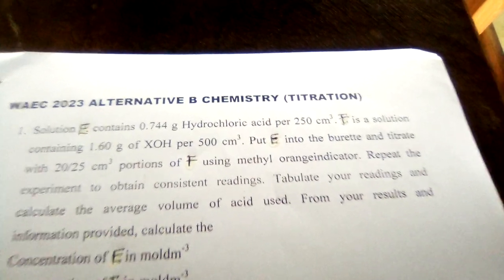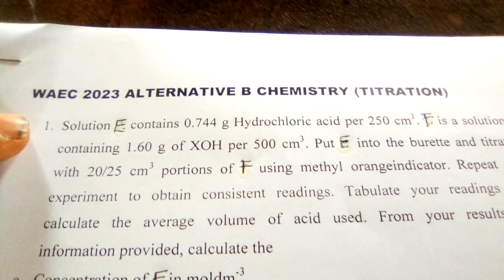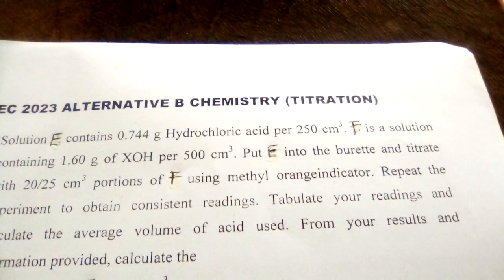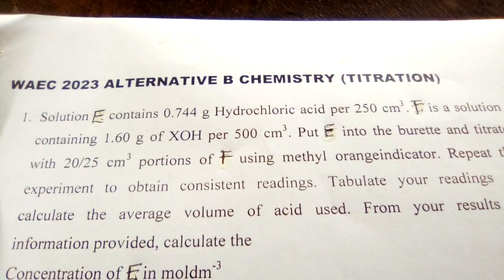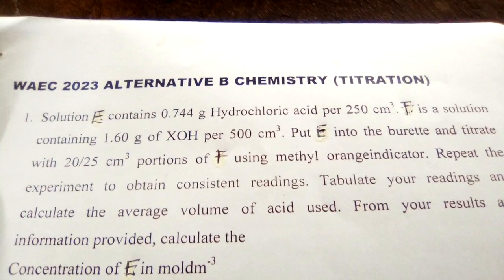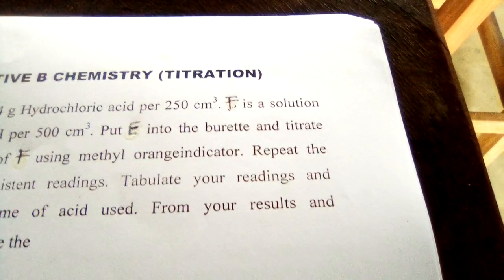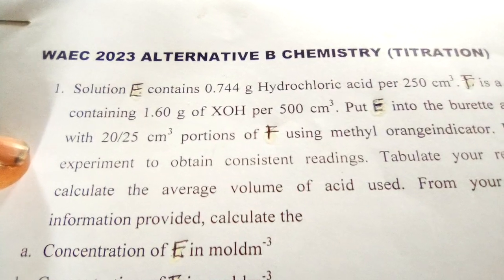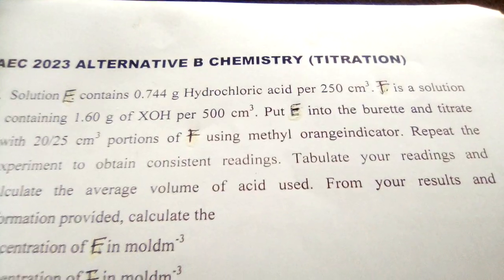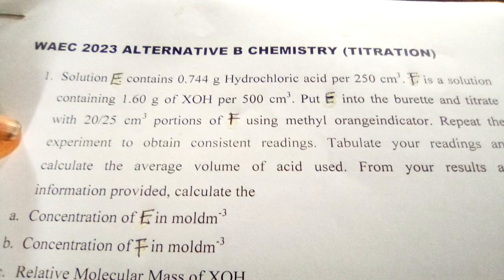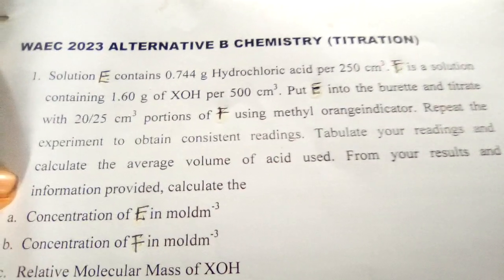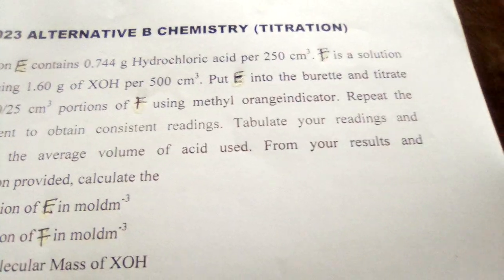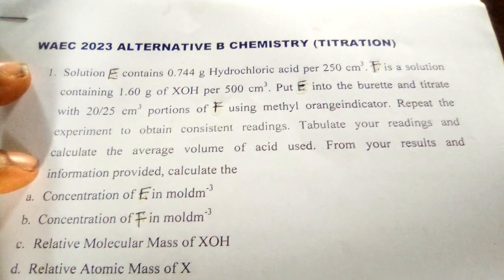The question we have now is on the white paper there. Solution E contains 0.744 gram hydrochloric acid per 250 cm cube. F is a solution containing 1.60 gram of SOH, that's the base, per 500 cm cube. We are told to put E into the burette and titrate with 20 or 25 cm cube portions of F using methyl orange indicator. Repeat the experiment to obtain consistent readings, tabulate the readings, and calculate the average volume of acid used. Before we go to the calculations, we're going to run the experiment.